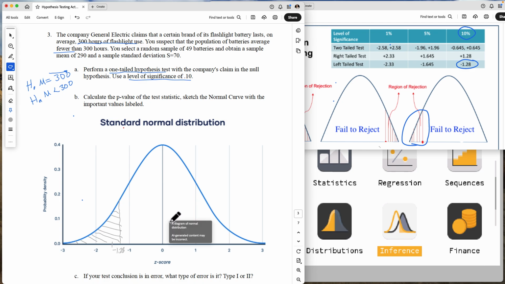Let's see if we're doing a T or a Z. And so we read so far to the 300 hours, a random sample of 49 batteries. So it's large enough sample size. We could probably do either one and be okay, right? But this is saying that the sample has a mean of 290, and they are giving us that the sample standard deviation is 70. Now, if you want to test me out, I'm going to go with the t-test.